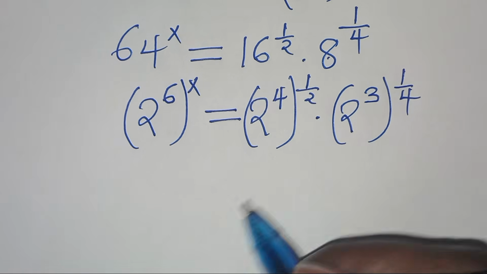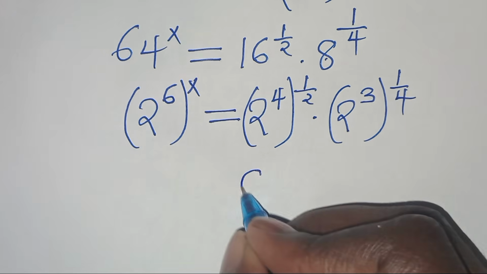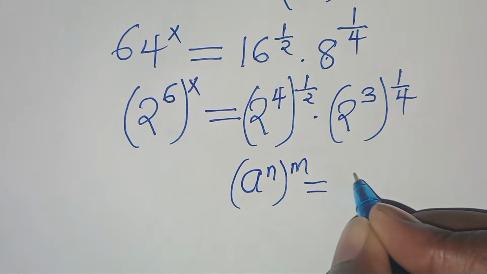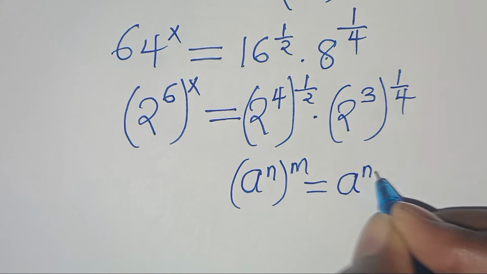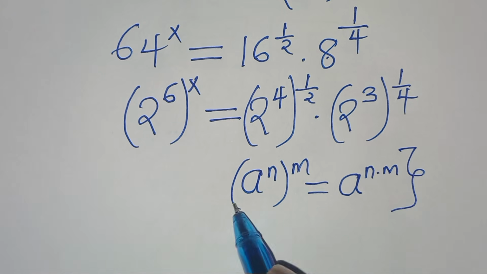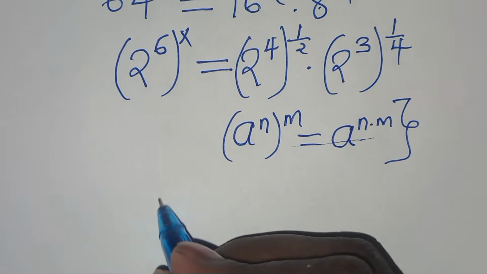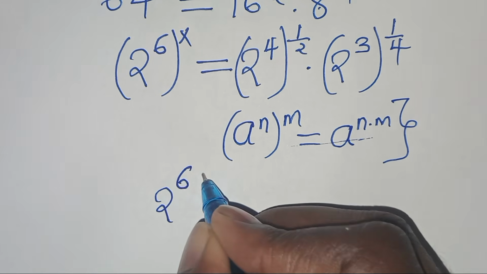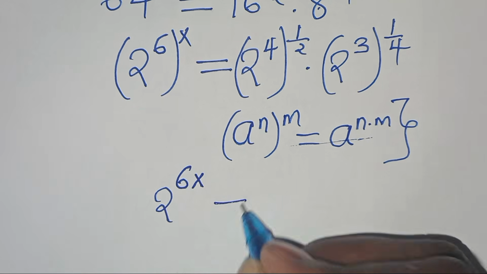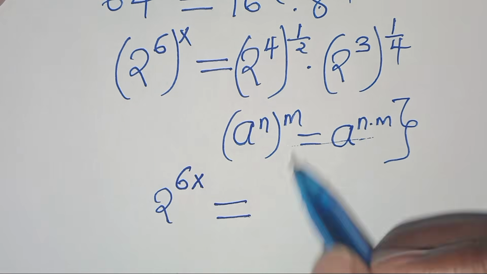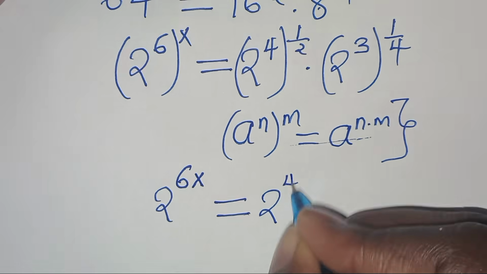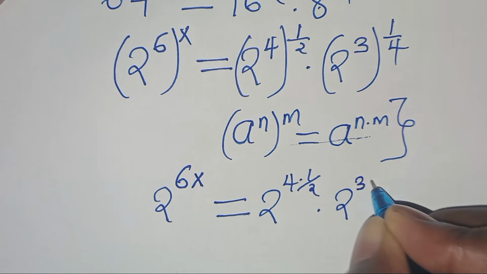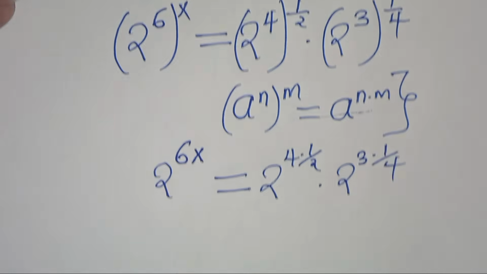Okay, now this is actually in the form of 8 to the power of n raised to the power of m, which you can express as a raised to the power of n times m. Applying this exponent property, this means we have 2 to the power of 6 times x, so this is 6x, and this is equal to 2 to the power of 4 multiplied by half, then times 2 to the power of 3 times 1/4.